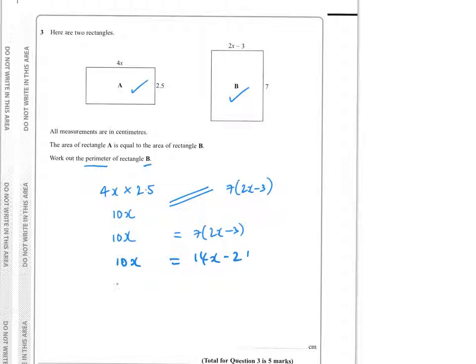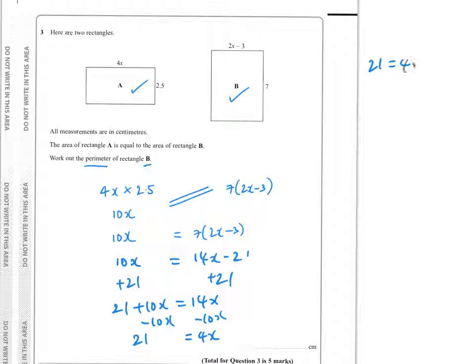We will add 21 to both sides, and that will give us 21 plus 10x equals 14x. Take 10x from both sides, and that will give us 21 equals 4x. And then we can go from there. We can divide both sides by 4, so we'd have 21 quarters equals x.